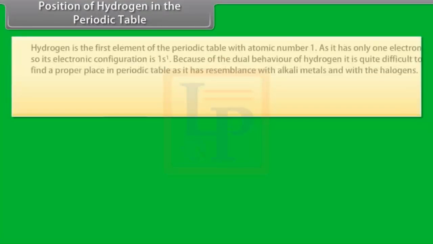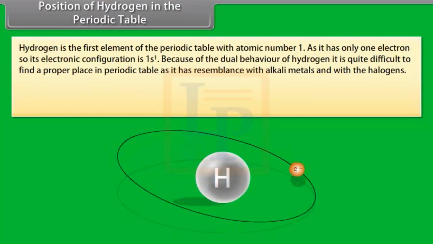Position of hydrogen in the periodic table. Hydrogen is the first element of the periodic table with atomic number 1. As it has only one electron, its electronic configuration is 1s1.